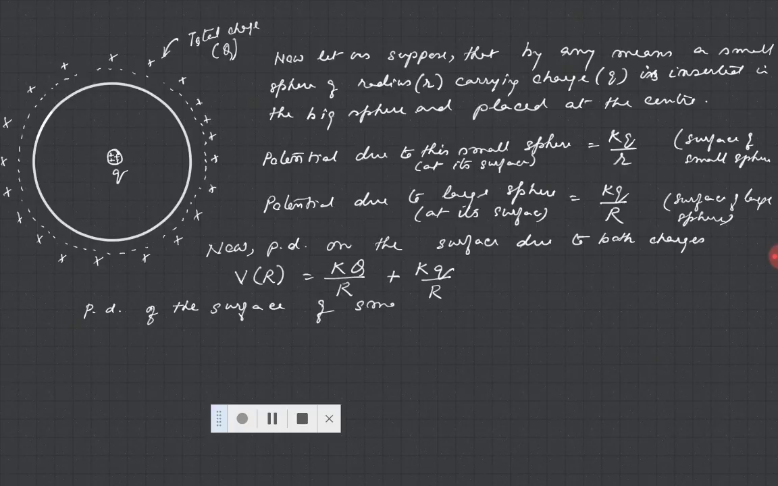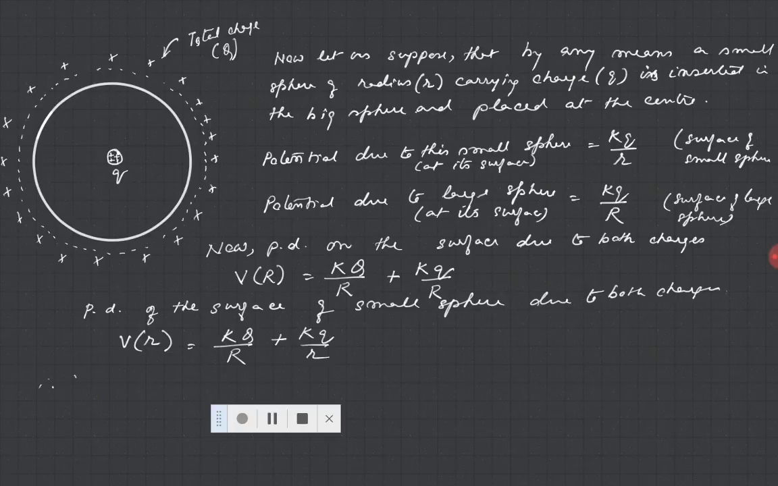and the potential on the surface of the small sphere due to both charges, V smaller, where smaller is the radius of the small sphere that is inserted inside the big spherical shell, is K capital Q by capital R plus K small q by smaller. Now V net is equal to V smaller minus V capital R.